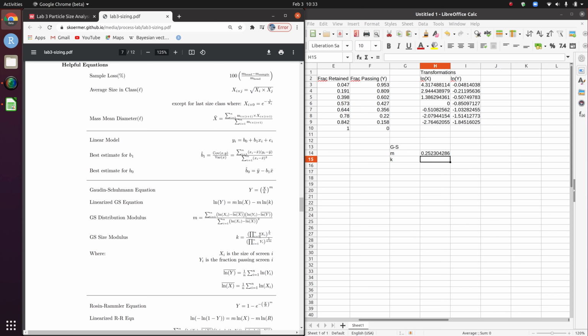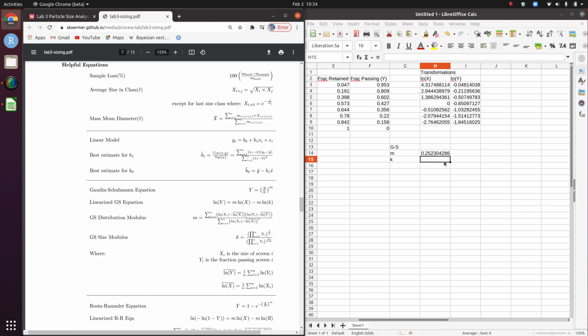It's a product of all the x's, or the sizes, it's the geometric mean of them, over the geometric mean of the y's, but kind of weighted by m. So the geometric mean of the fraction passing. And these x's and y's are before we take the transformation.